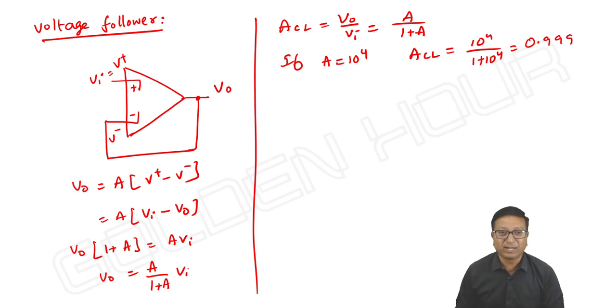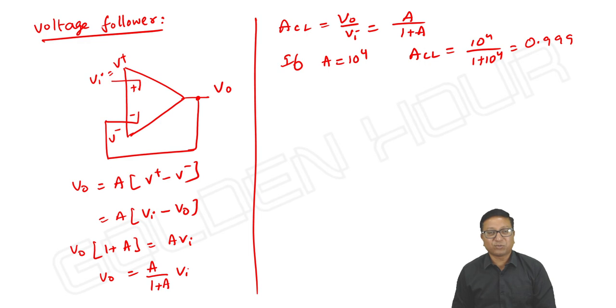So voltage follower or buffer amplifier. Voltage follower or buffer amplifier, what is the gain? 1. We are well aware. Yes, absolutely you are getting.